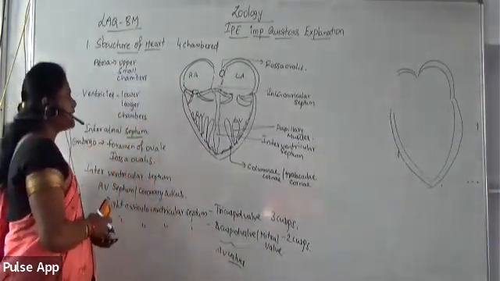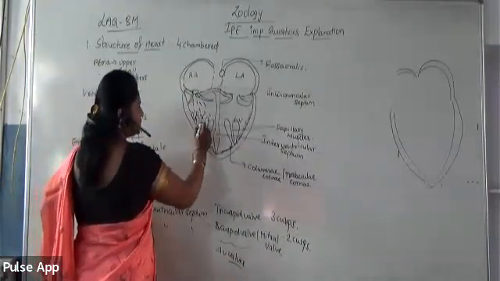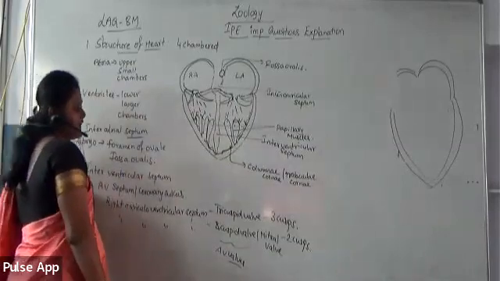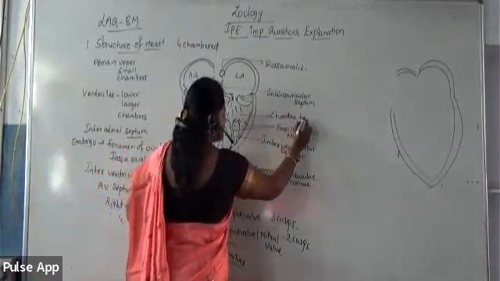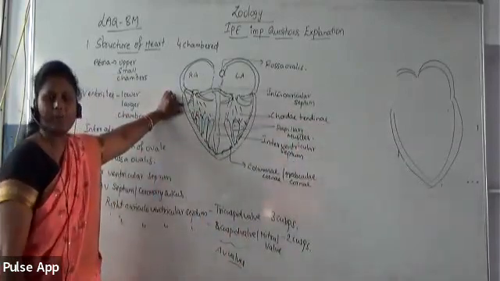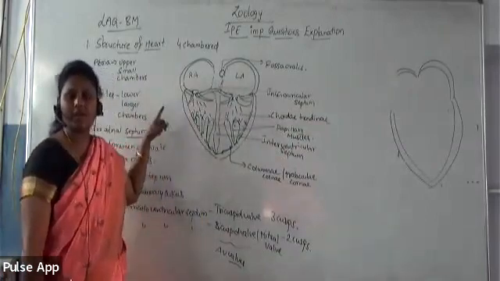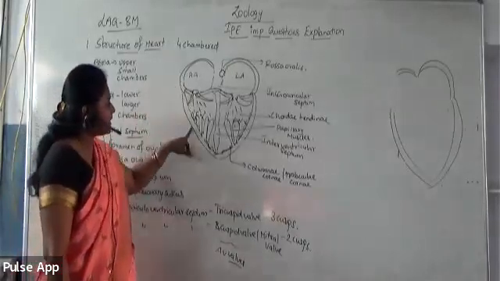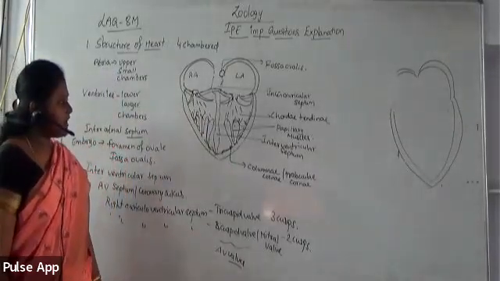These AV valves are in connection with the papillary muscles, which is called chordae tendineae. These AV valves are in connection with the columnae carneae or trabeculae carneae by means of chordae tendineae. Some tendon-like cords are formed, which help in preventing the AV valves from bulging into the atria. In order to prevent the AV valves bulging into the respective atria, the AV valves are in connection with the papillary muscles by means of tendon-like cords, which are called chordae tendineae.